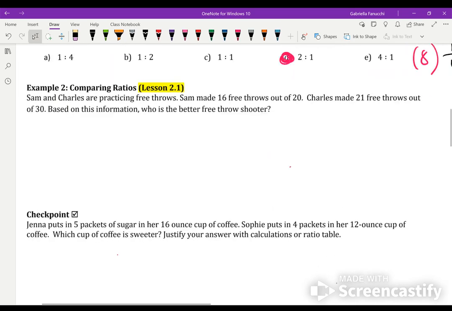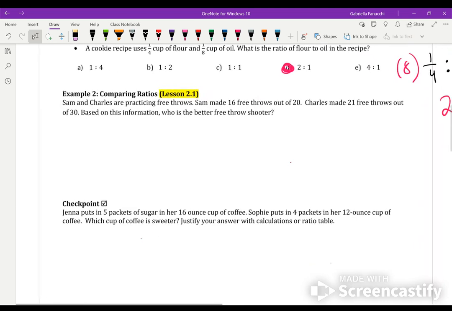Okay. Example 2. So comparing ratios. Sam and Charles are practicing free throws. Sam made 16 free throws out of 20. Charles made 21 free throws out of 30. Based on the information, who is the better free throw shooter?